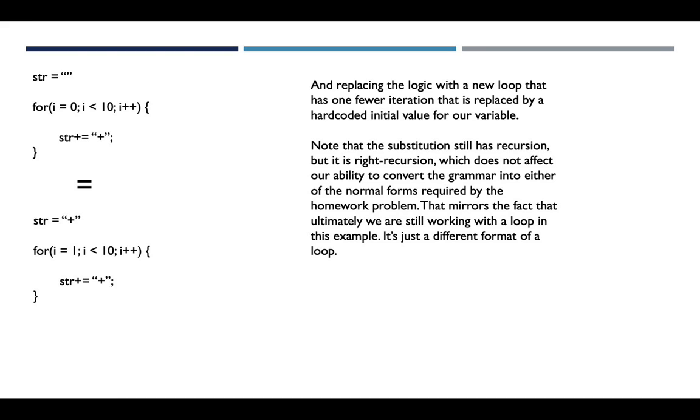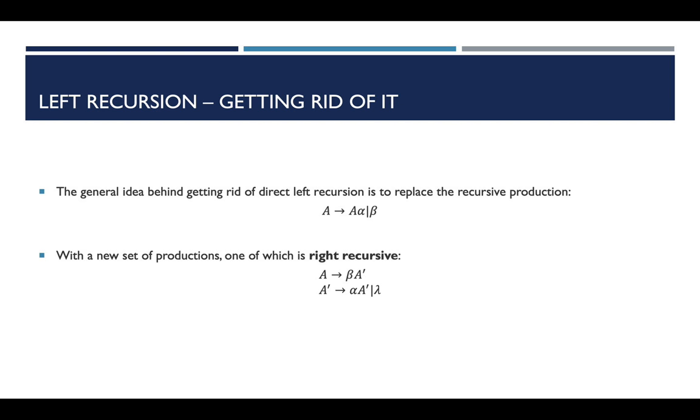So to generalize that substitution, that beta that we saw way back here, this beta here, represents all of the right-hand sides of these productions that are not left recursive. So you would effectively have to do this same substitution for any production that is left recursive, even if there are multiple A productions that are left recursive.